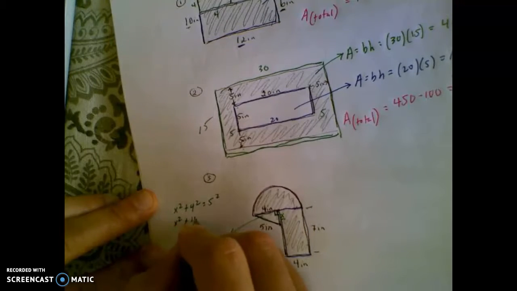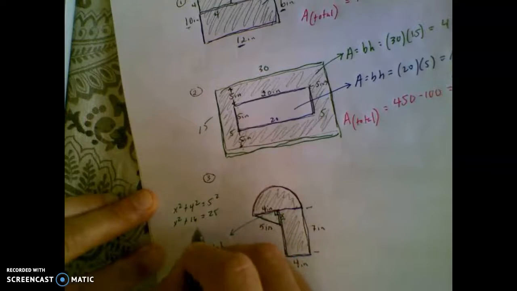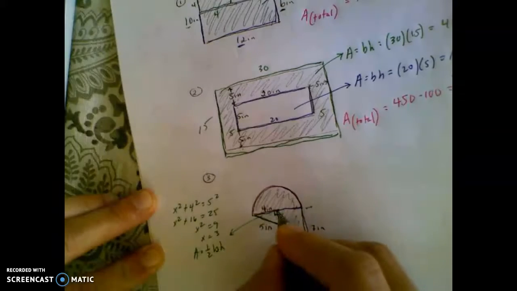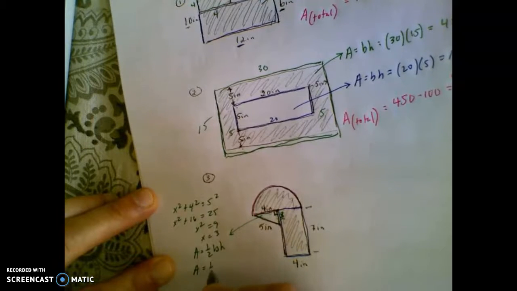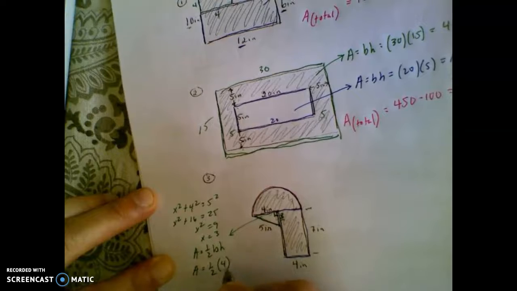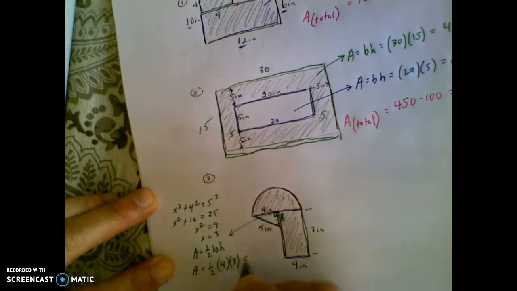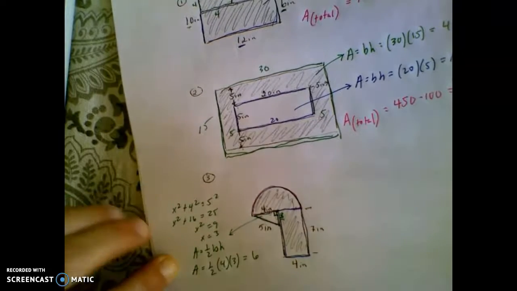So this would be x squared plus 16 is equal to 25. That means x squared is equal to 9, which means x is equal to 3. So that's going to be basically the height of the triangle right there. So if I use the formula 1/2 the base times the height, I'm going to use 4 times 3 as the base and the height. So that's equal to 6. So that's for the triangle.